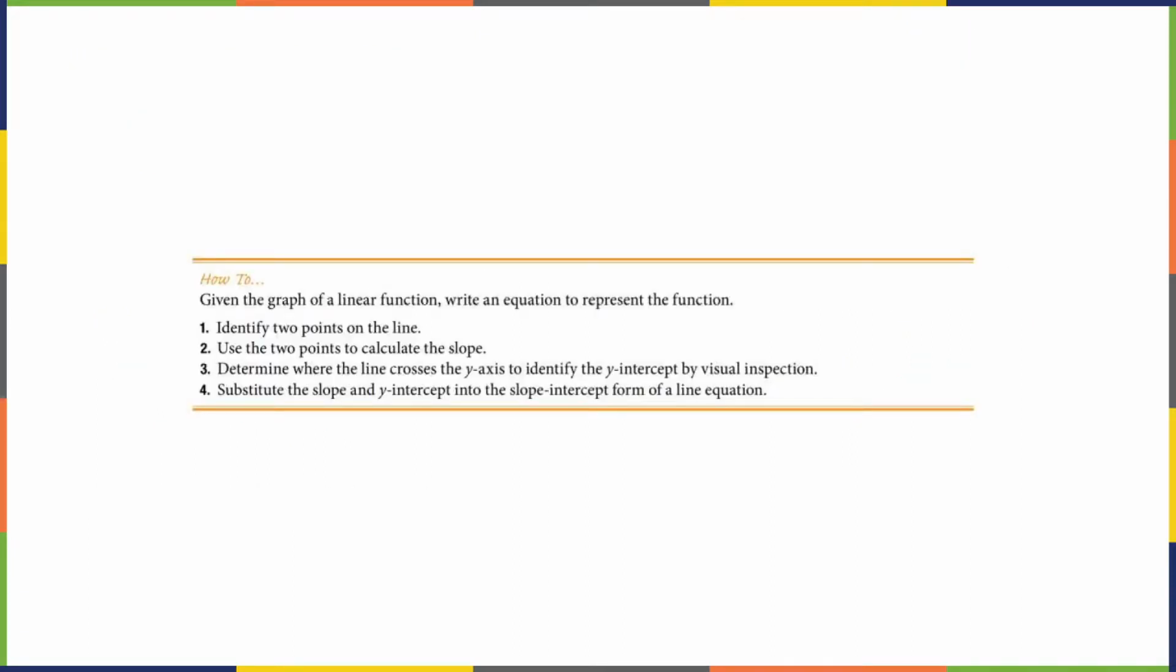So if we're given a graph of a linear function, how do we write its equation? So first we have to find 2 points on the line so that we can use them to calculate the slope. Then we're going to find where the line crosses the y-axis to identify the y-intercept. And then we're going to substitute slope and y-intercept into the slope-intercept form of a line equation. So here you need to know the slope, and then you need to know the y-intercept so that you can put it in the format y equals mx plus b. Remember, slope is m, y-intercept is b.